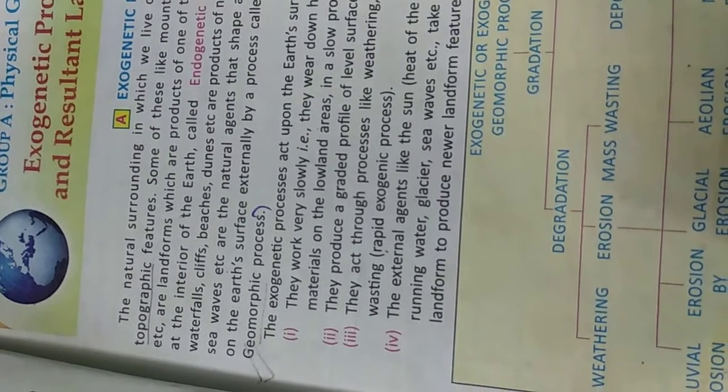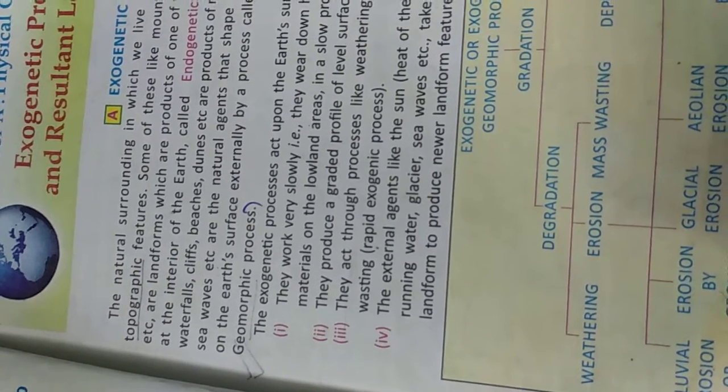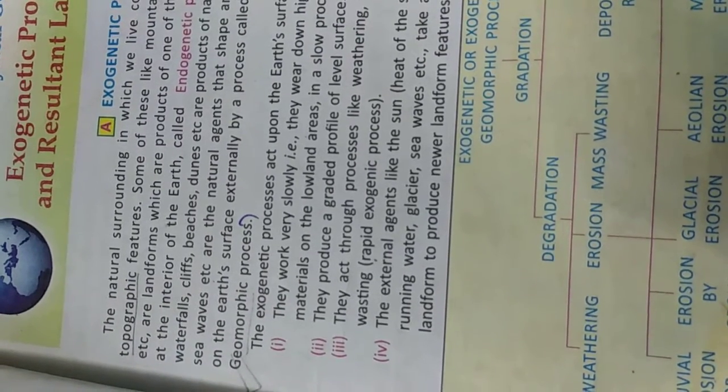When the topographic features or landforms are formed by the different agents like lakes, rivers, plains and weathering, those are known as exogenic and endogenic. As we have seen and heard, they work very slowly. They wear down highlands, they deposit the materials they are carrying to lowland areas. That all is happening in a slow process.